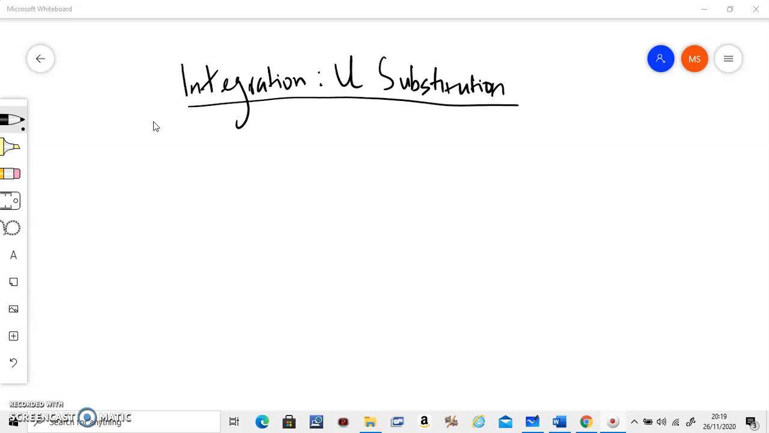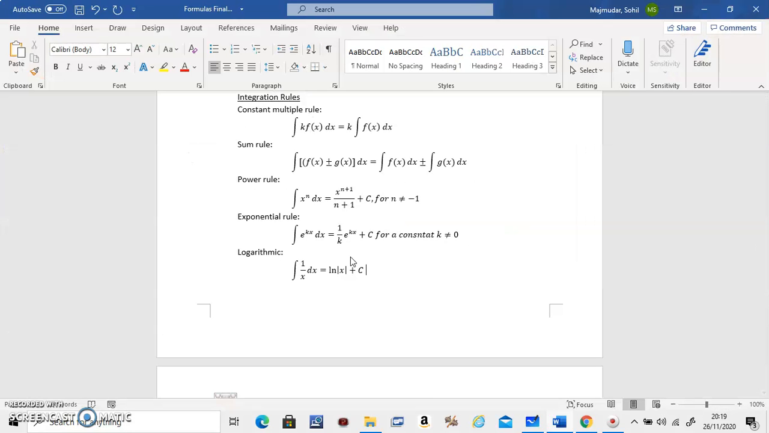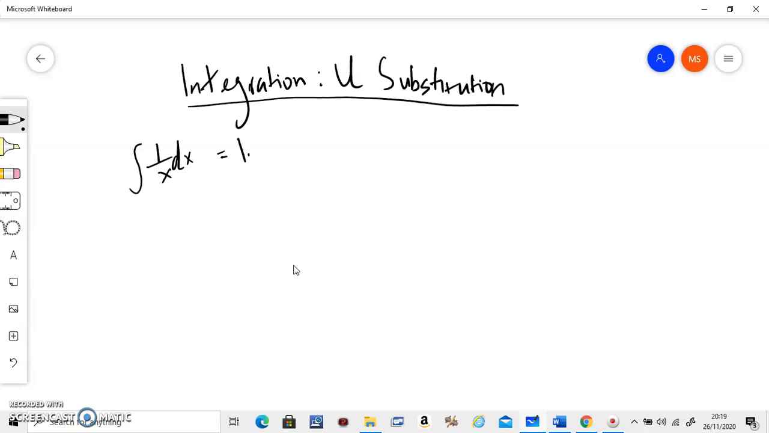Hello, in this video we're going to learn integration using U substitution. Before we do that, let's just recall the basics of integration. If I give you something like 1 over x dx, all you have to do is look at the problem and see if it matches with the formulas. If it does, you just write down the answer, ln x plus c. That's the basic of integration.